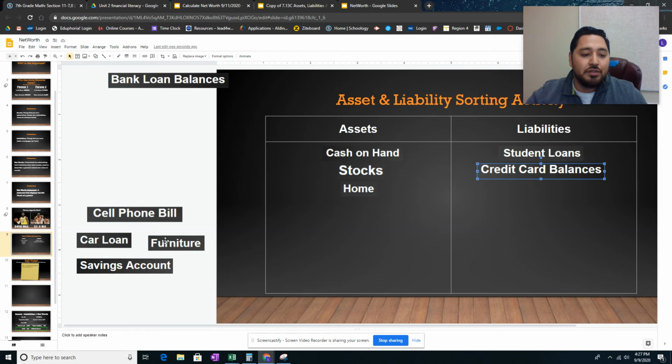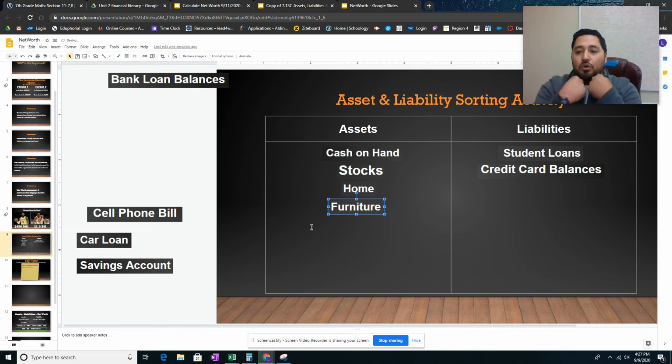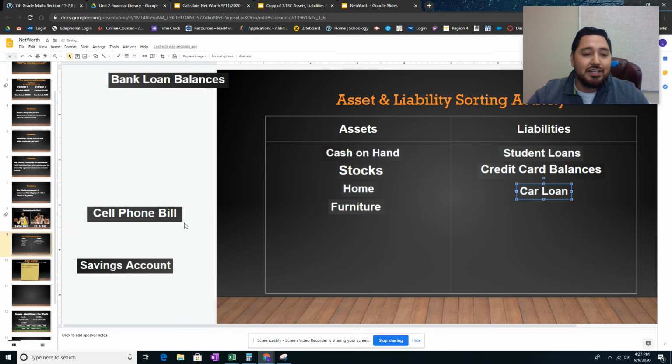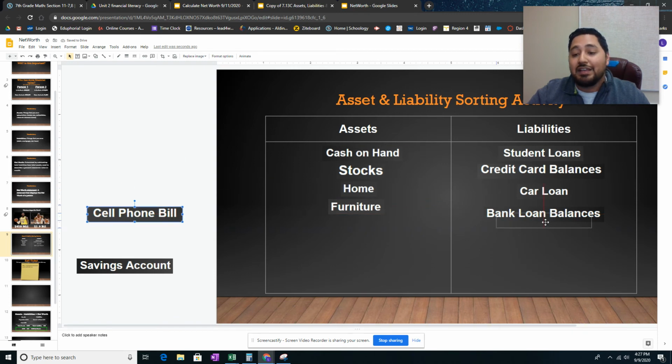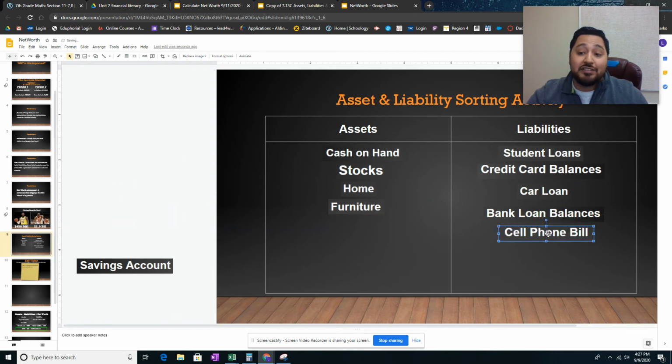Furniture. Furniture is an asset because it's something that you own. A car loan. Well, you have to pay that car back. It's something that you owe. Car loan. Something that you owe. It's called a liability. I encourage you to say that with me. Bank loan balances are a liability. A cell phone bill, something that you pay, it's a liability. But if I said cell phone, that would be something that you own. That would be considered an asset.